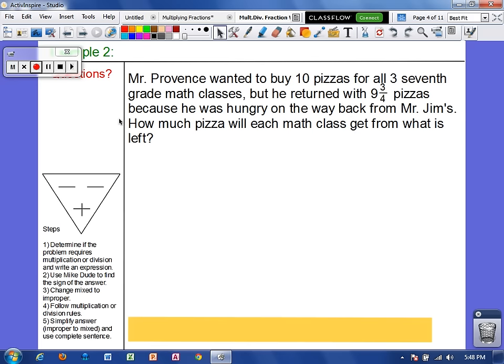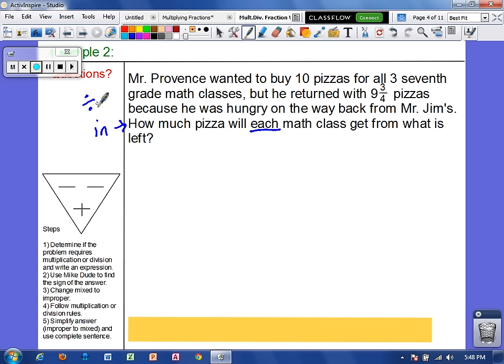Alright, example 2. Mr. Province wanted to buy 10 pizzas for all 3 7th grade math classes, but he returned with 9 3/4 pizzas because he was hungry on the way back from Mr. Jim's. How much pizza will each math class get from what is left? Now, let's look at a big clue word here. Each. Now that word is in the question, so that means we need to divide. This is a division problem.